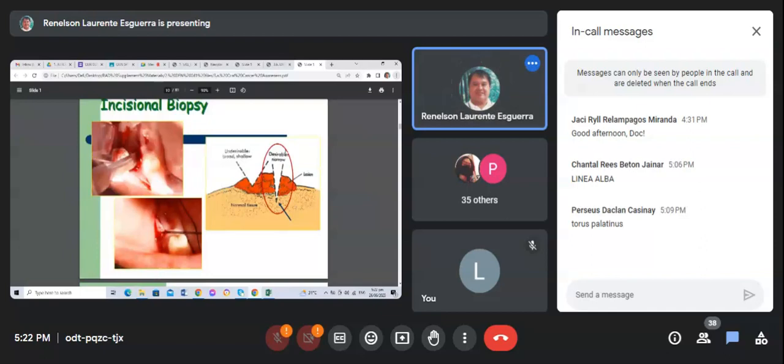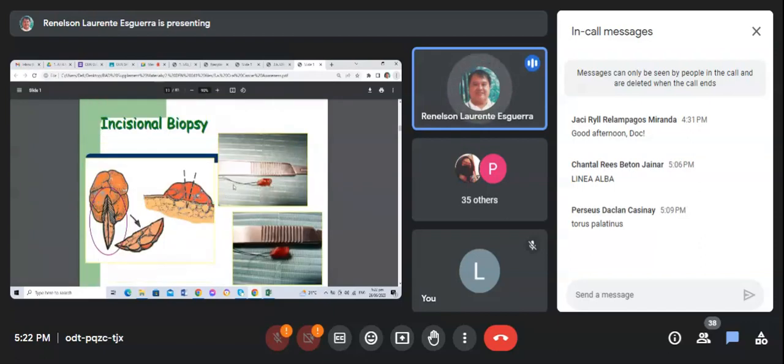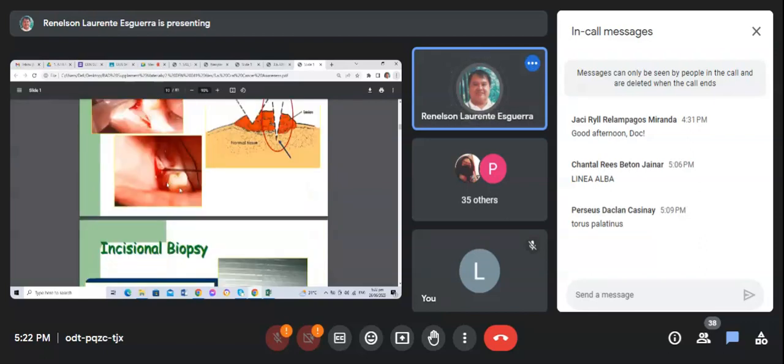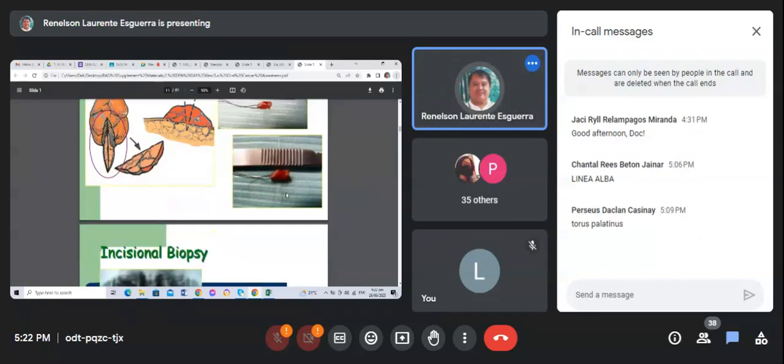You take a narrow wedge biopsy, including that of normal tissue. Why? You need to have margin studies and you need to have a comparison with normal tissue. And since incisional biopsies are very small, you need to have them sutured. So there's a suture thread, because in times of accidents, if it is accidentally swallowed, you can still pull the tissue back out with the use of the suture thread in it.